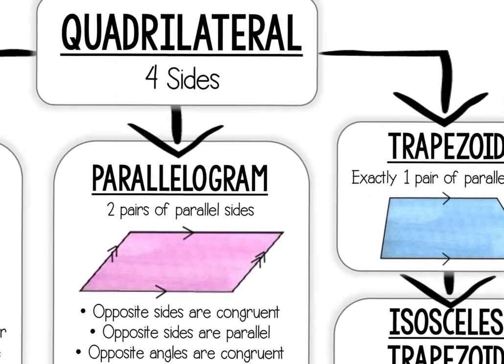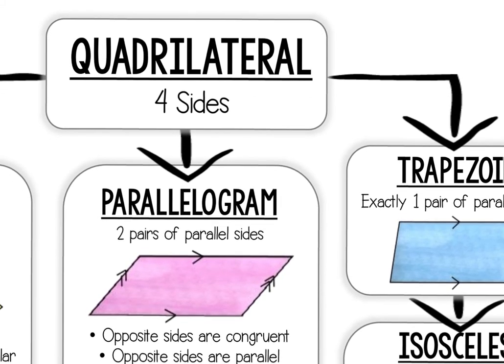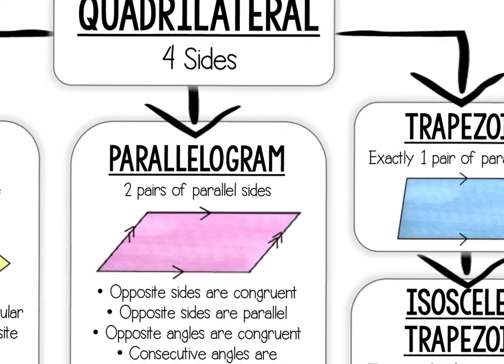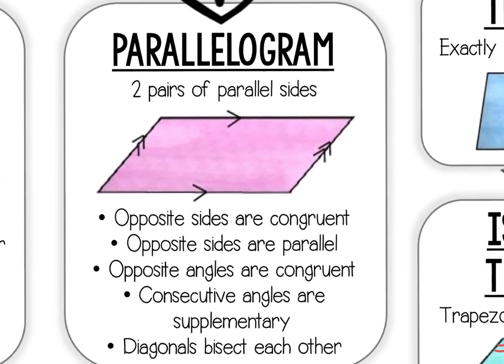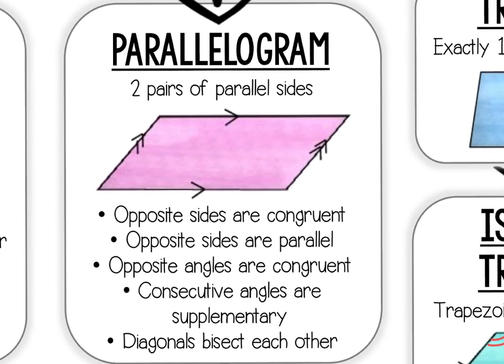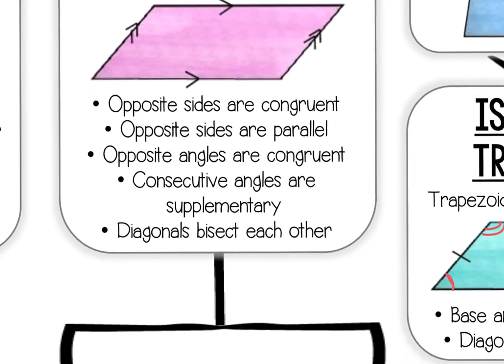So let's first look at quadrilateral. 4 sides. That's true for every single thing on this flow chart. Specifically, we have parallelograms first. 2 pairs of parallel sides. And then we have a list of things here. Opposite sides are congruent. Opposite sides are parallel. Opposite angles are congruent. Consecutive angles are supplementary. And diagonals bisect each other.